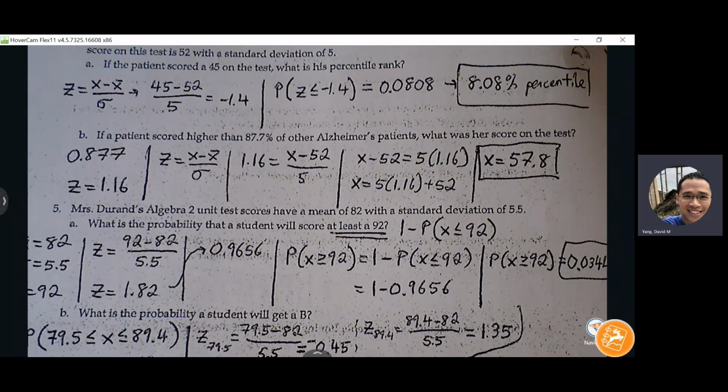For number 5, you just have to make the adjustment that after you find your probability, you have to subtract from 1, because "at least 92" means 92 or higher. My table is giving me 92 or less, so I have to subtract from 1.